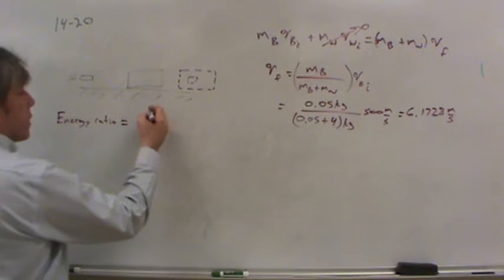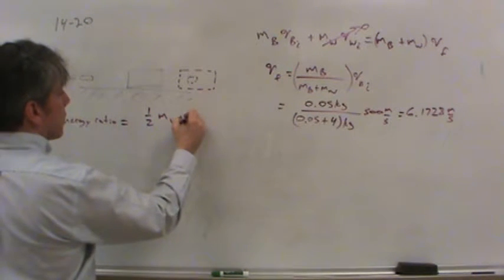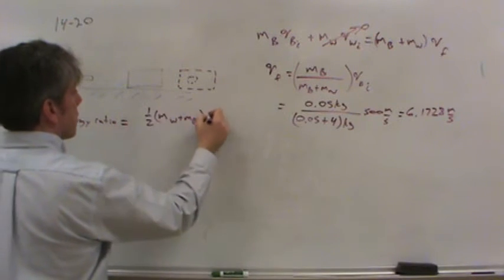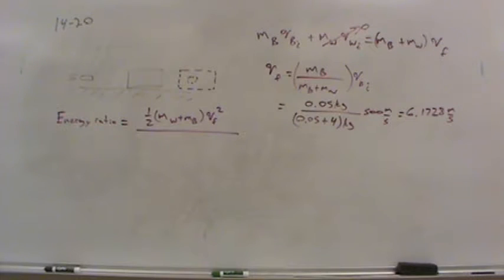Okay, so final energy is going to be 1/2 mass of wood plus mass of bullet times final velocity squared. Help me write the initial energy. What should I write for the initial energy?